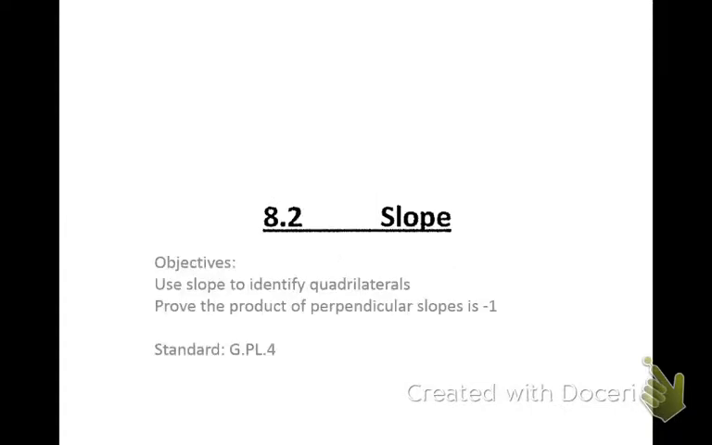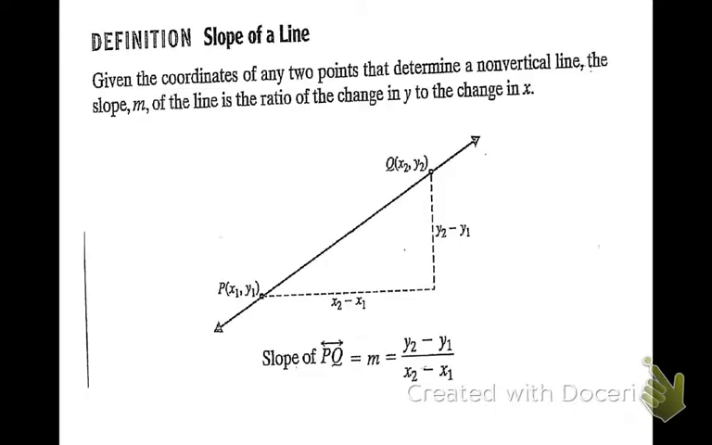So, anyway. Section 8.2 is slope. Our objectives for 8.2 are to use slope to identify quadrilaterals and prove the product of perpendicular slopes is -1. So, some background on slope.